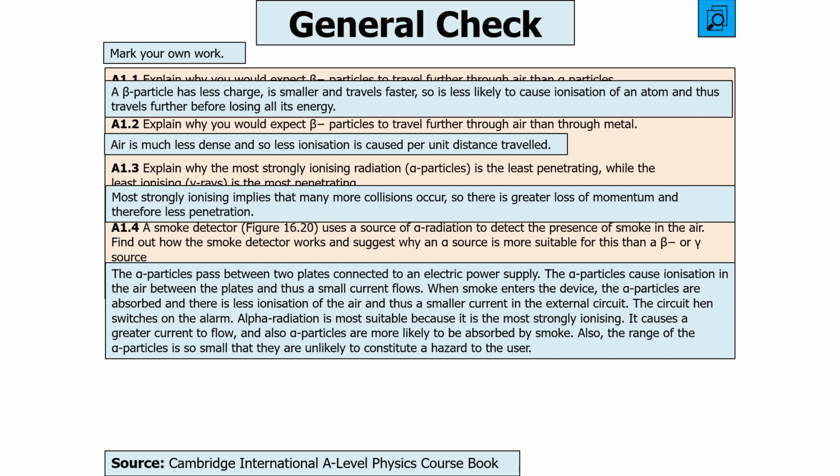Alpha radiation is most suitable because it's most strongly ionizing. It causes a greater current to flow, and also alpha particles are more likely to be absorbed by the smoke. Also, the range of the alpha particles is so small that it's unlikely to constitute a hazard to the user.